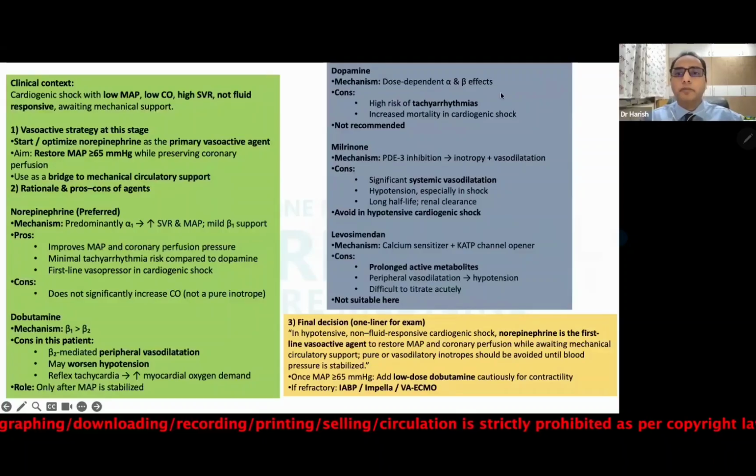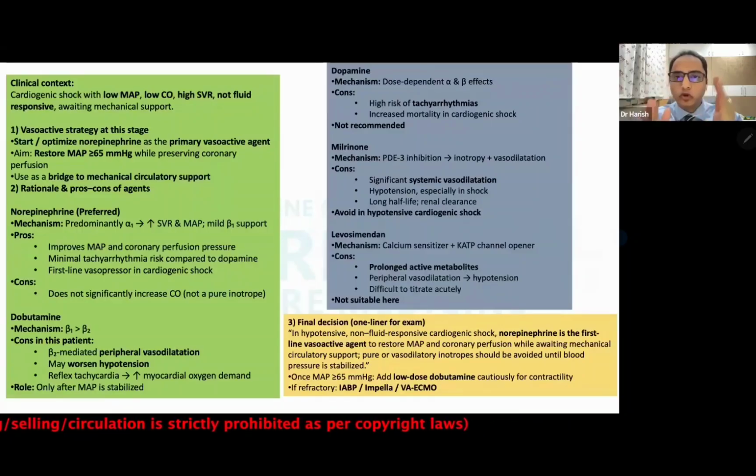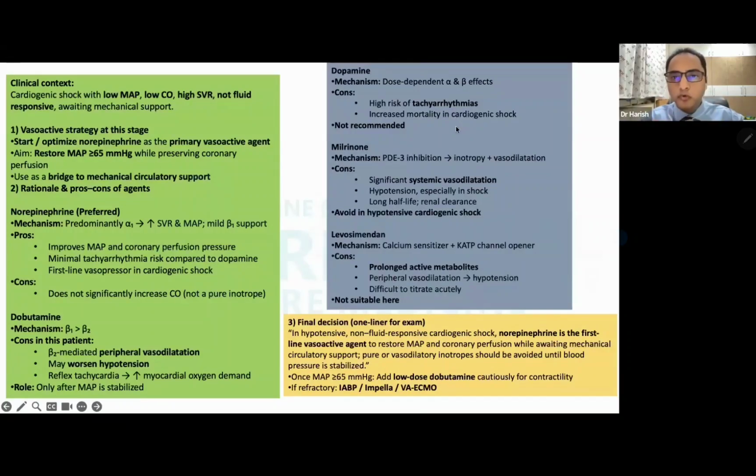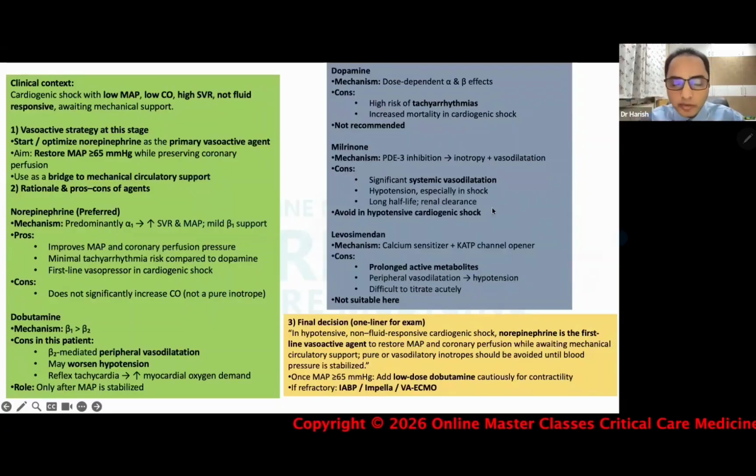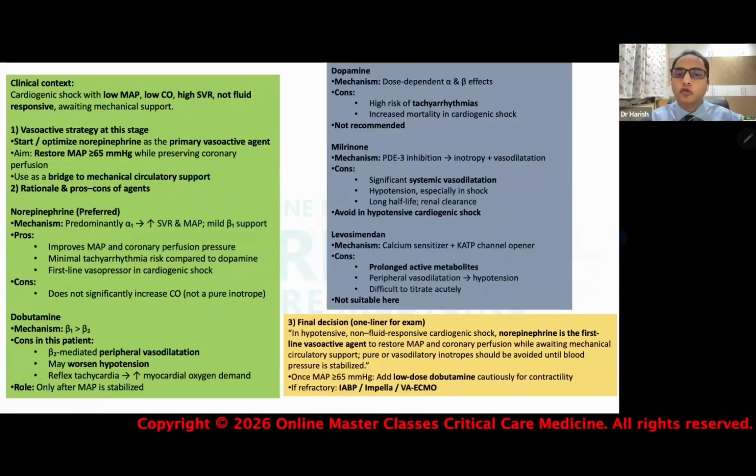Dopamine acts on alpha, beta and D receptors. It is a little bit dose dependent, but there is no clear cut margin for this. There is a high risk of tachyarrhythmia and increased mortality in cardiogenic shock. Even in the SOAP 2 trial, there was a problem. It is not recommended. Milrinone is a phosphodiesterase 3 inhibitor. It is an inodilator. The cons are significant systemic vasodilatation and hypotension, which may worsen the shock. It has a long half-life and is renally cleared, so when the patient has AKI, we can't use milrinone. So avoid it in hypotensive cardiogenic shock.